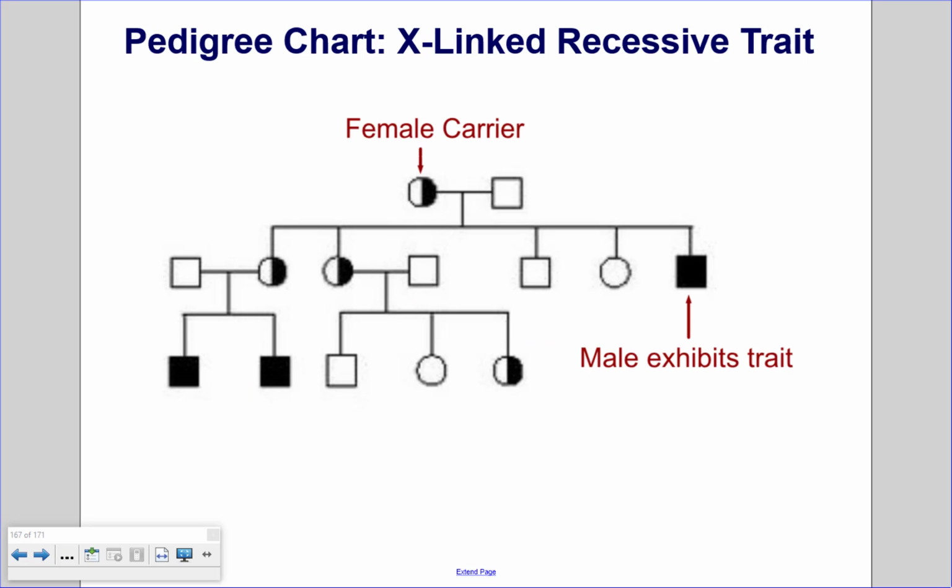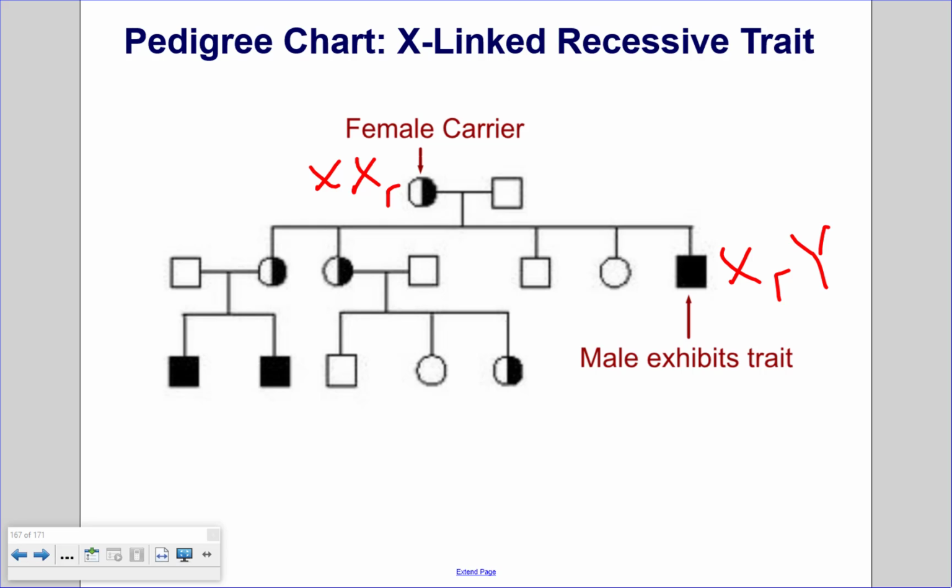Pedigree chart. X-linked recessive trait. In this pedigree, we have a female carrier. She is X X(r), we'll call it. And as we can see from this cross, she has daughters who could be carriers, or daughters who are not carriers. But there is a male who does exhibit this trait. He exhibits the trait because his genotype is X(r)Y.